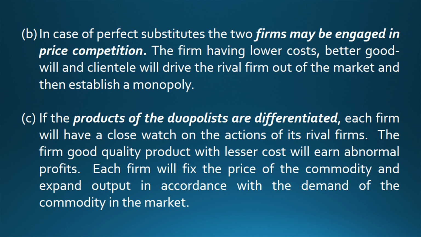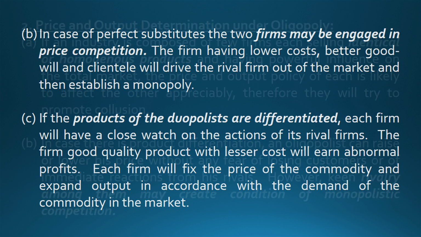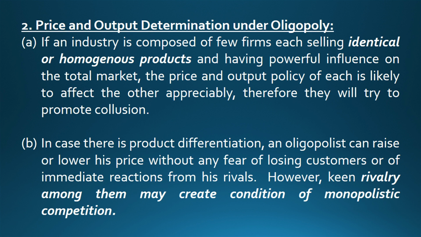The firm having lower costs, better goodwill and clientele will drive the rival firm out of the market and then establish a monopoly. C. If the products of the duopolists are differentiated, each firm will keep a close watch on the actions of its rival firms. The firm with a good quality product at lesser cost will earn abnormal profits. Each firm will fix the price of the commodity and expand output in accordance with the demand of the commodity in the market.